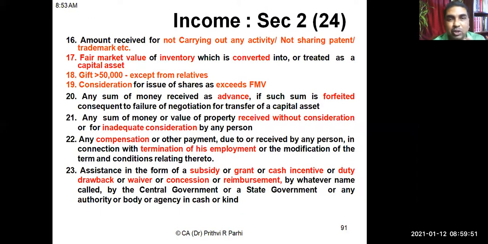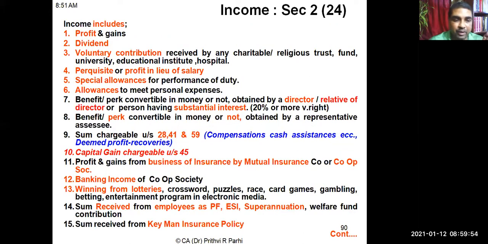Then amount received for, Sir, not 14th point. 14 point. Okay, 14 point: you see, some received from employees as provident fund, employee state insurance, superannuation fund, welfare fund, etc. You see, these are certain funds. Normally what happens? Let us say you talk about provident fund.